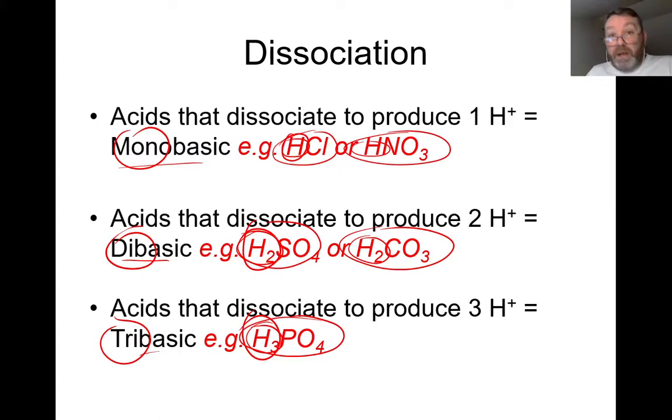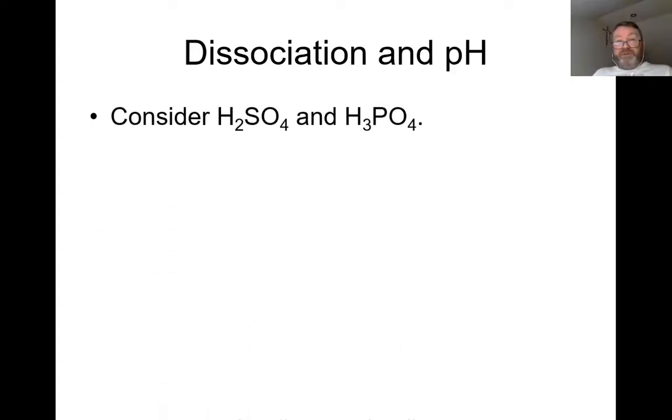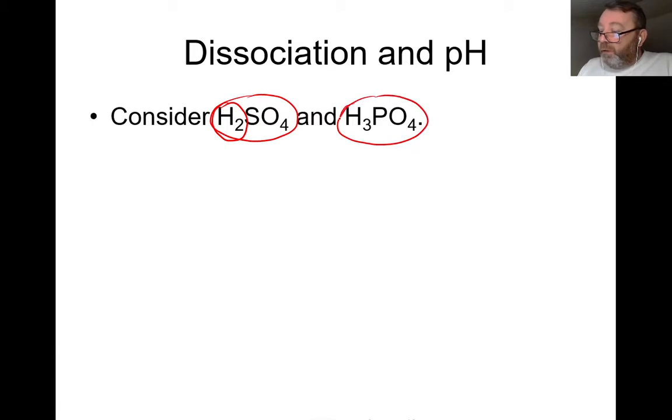And acids, by the way, always begin their molecular formula with the replaceable H's. So as I said to you already, let's consider H2SO4 and H3PO4. The first thing to recognize here is that H2SO4 has two hydrogens. H3PO4 has three hydrogens. And if we were to ask you which one of these two molecules gives more hydrogen, your answer would obviously be H3PO4.